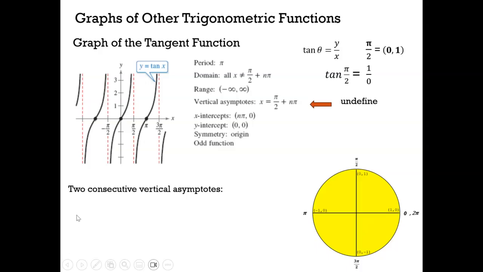Again, most of the time they want you to graph 2 consecutive vertical asymptotes, for example from say negative pi over 2 to 3 pi over 2. That's 1, that's 2. So to get the two consecutive vertical asymptotes, it's going to be bx minus c equals negative pi over 2, and bx minus c equals pi over 2.